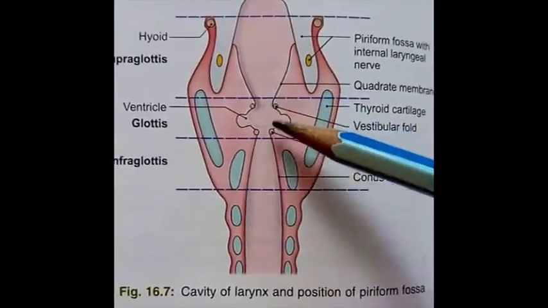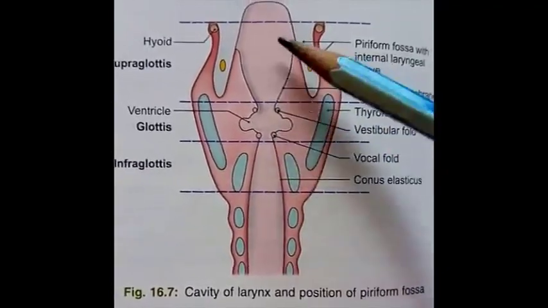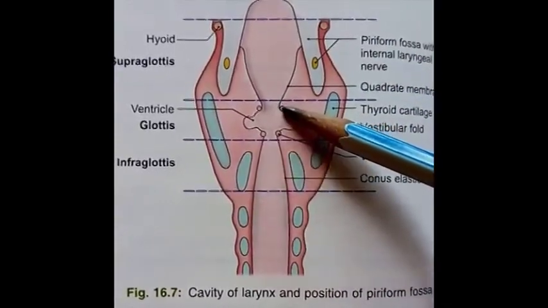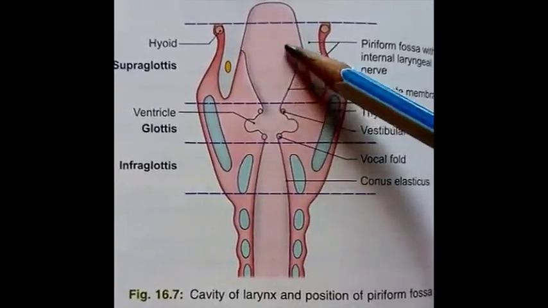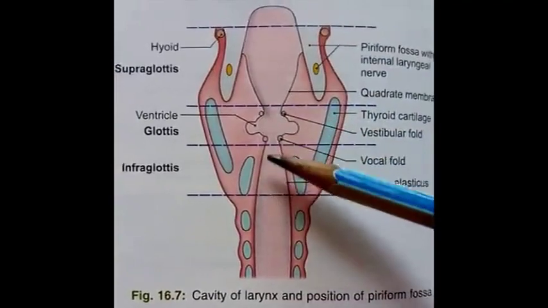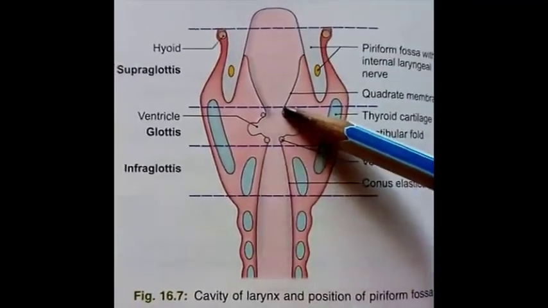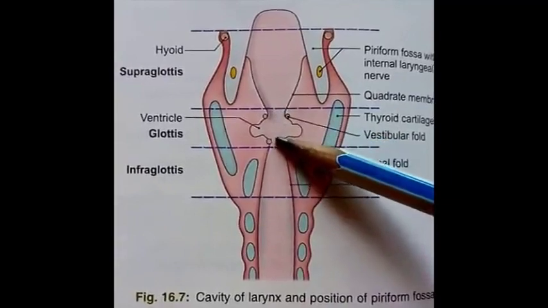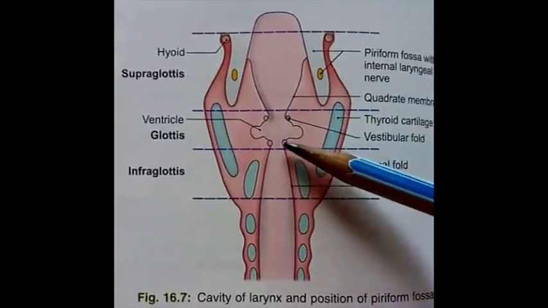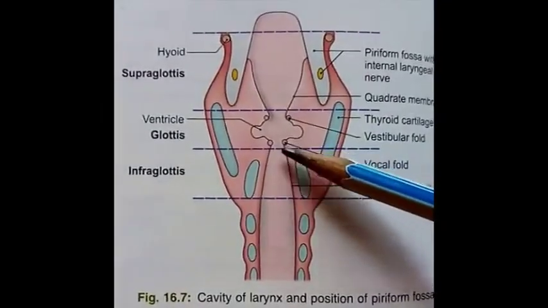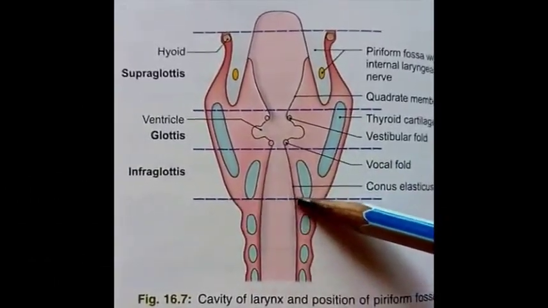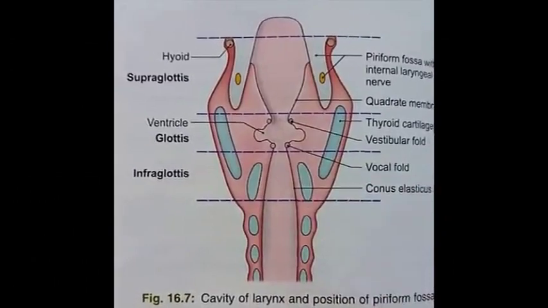The vestibular fold and vocal fold divide the cavity of the larynx into three parts. The part of the cavity which lies above the vestibular fold, up to the upper margin of the hyoid bone, is known as supraglottis. The part of the cavity between the vestibular fold and vocal fold is known as the ventricle or sinus of the larynx, and the part of the cavity below the vocal fold is known as infraglottis. It extends downwards up to the inferior border of the cricoid cartilage.